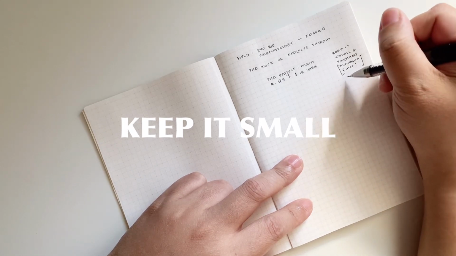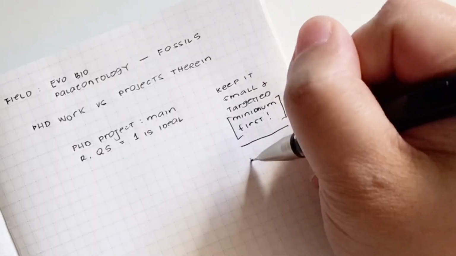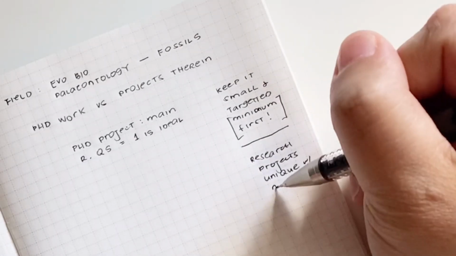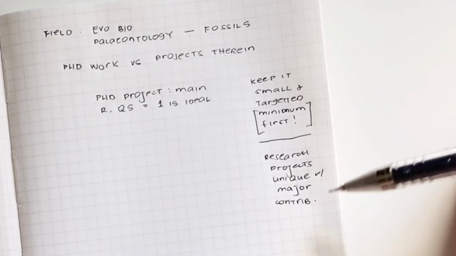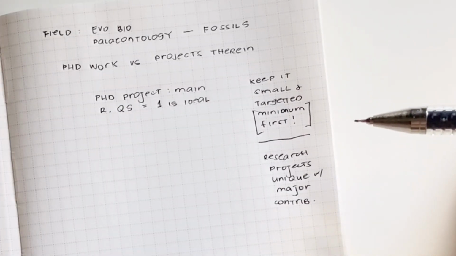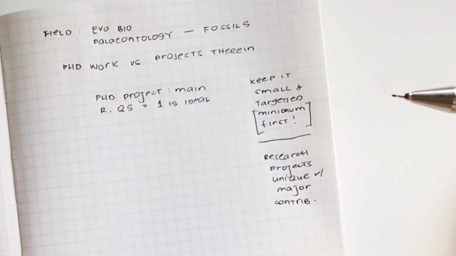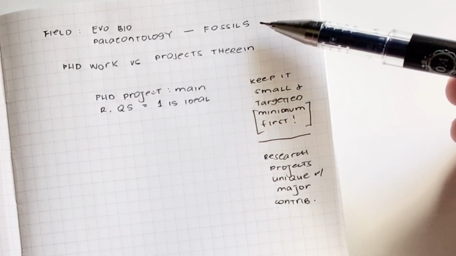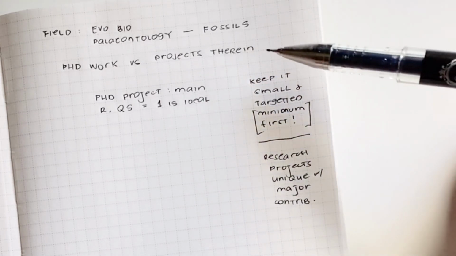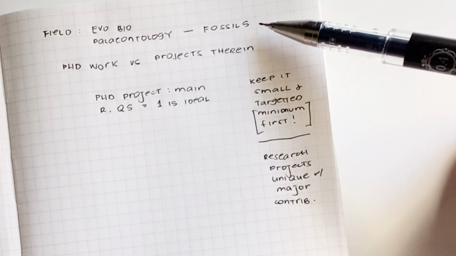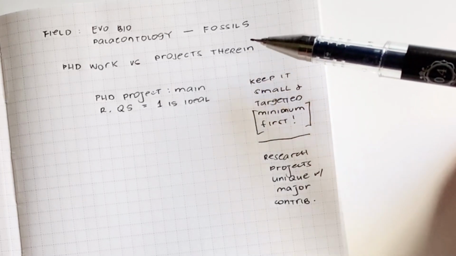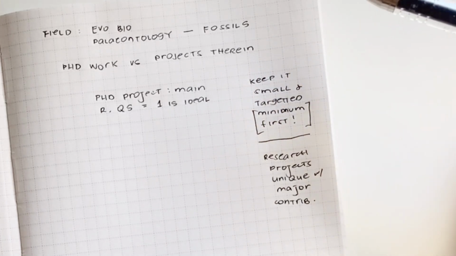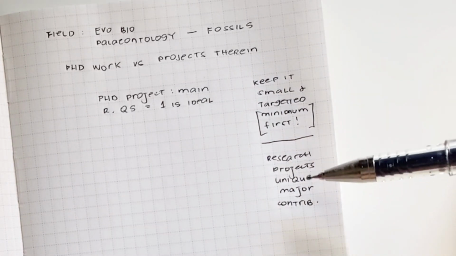And another tip that I wanted to give you: research projects should be unique with major contributions. So major contribution means that you're contributing to the field that you are in. So for example, I am dealing with fossils, I'm dealing with paleontology, that is my field. So my major contribution is to describe things that haven't been described before, so species that haven't been described or analyzed at all that much. So that is an example of a major contribution.